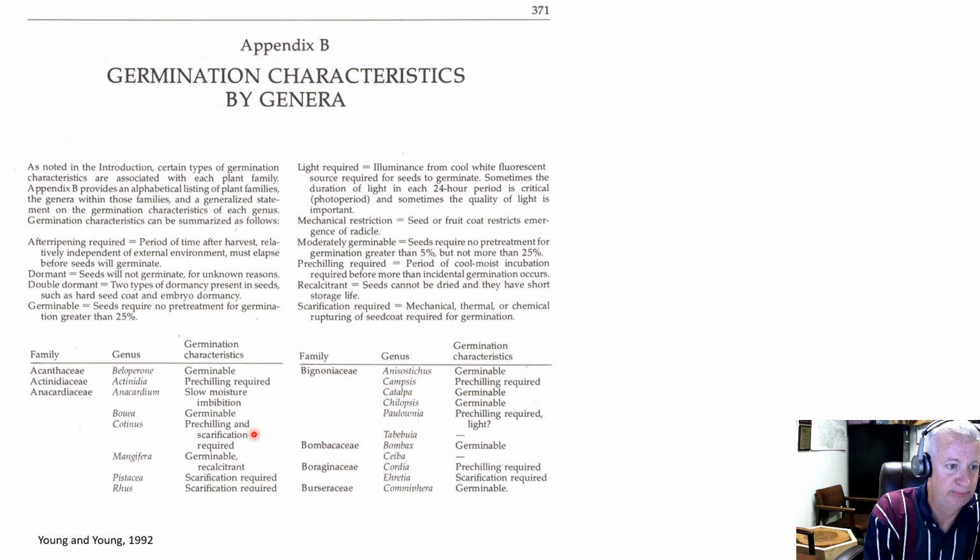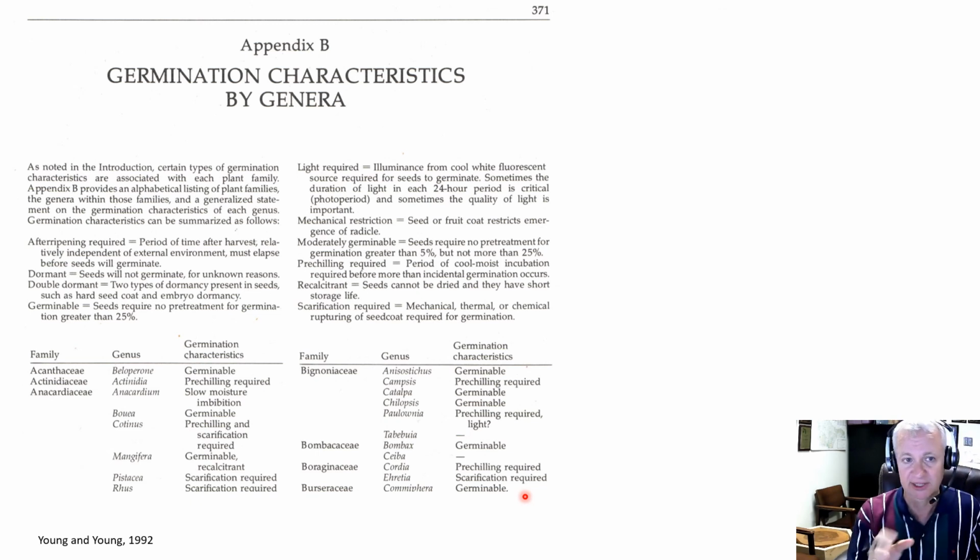Here's one that requires pre-chilling and scarification. Here's another that's germinable. Here, this one, they say light? So this may require a light treatment along with pre-chilling. Scarification. So this is a summary table, but they also have a page or a couple of pages for each genus that describes in detail what is required in terms of treatments to overcome dormancy for that particular species. So really a valuable set of documents for understanding germination requirements of different species.